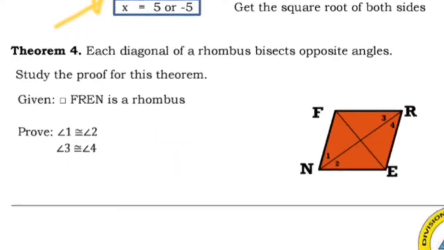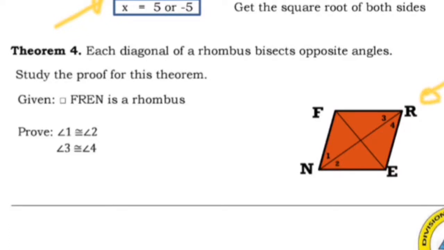Theorem number 4. Each diagonal of a rhombus bisects opposite angles. So given parallelogram FREN is a rhombus. So in here, RN is a diagonal. This one.